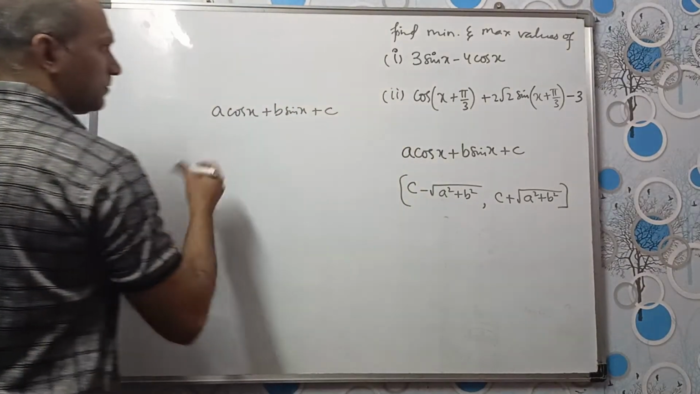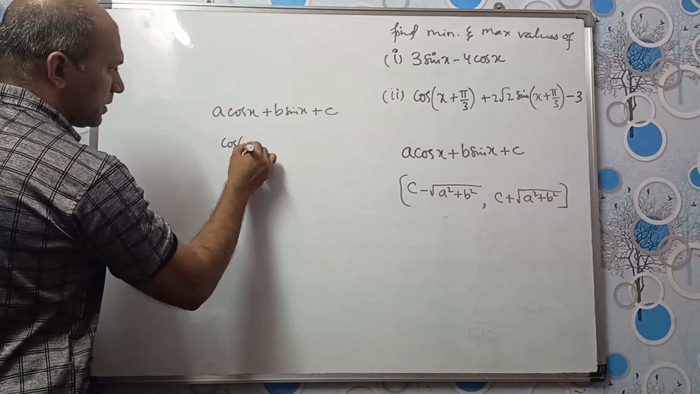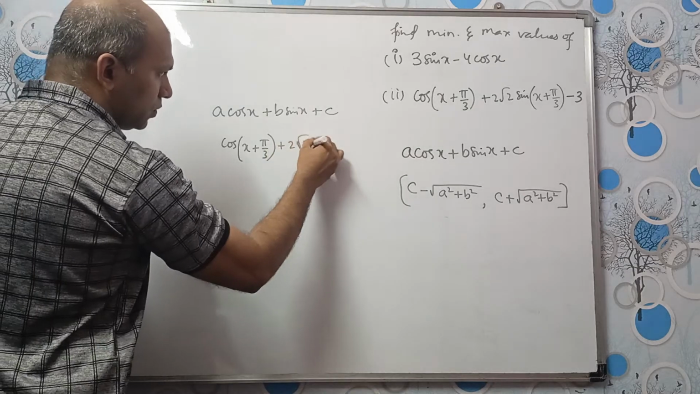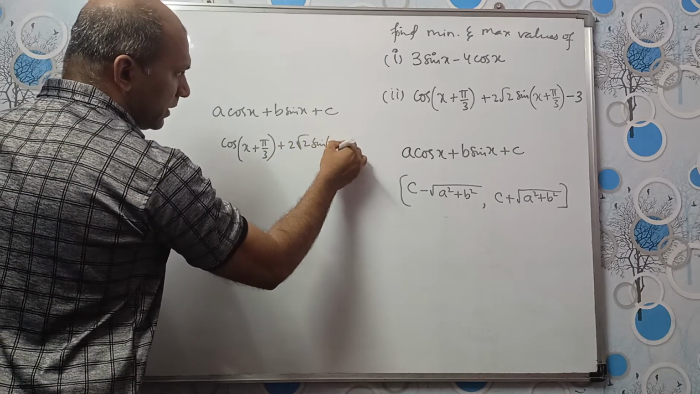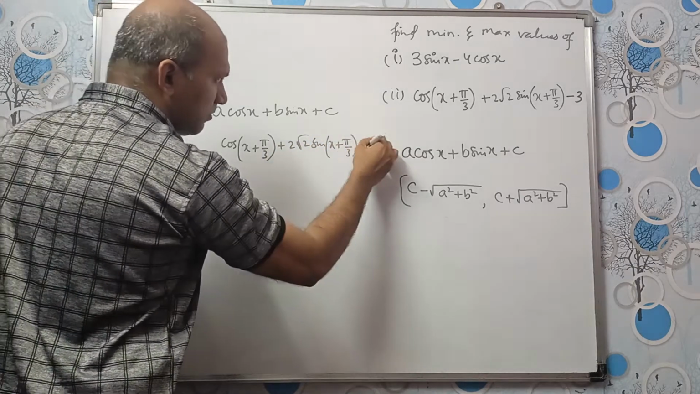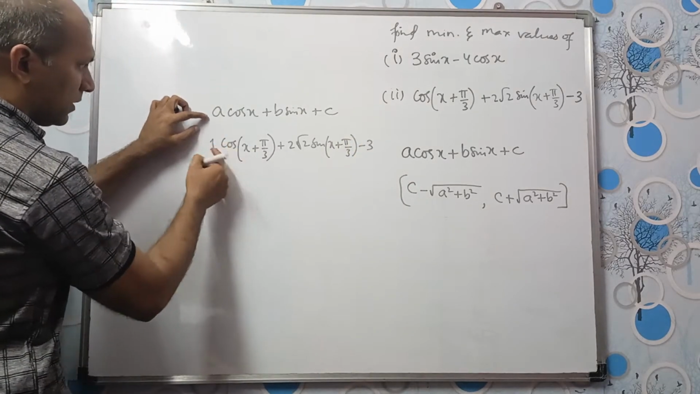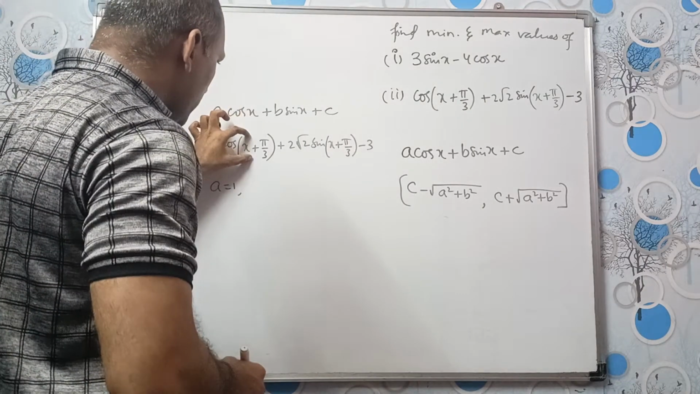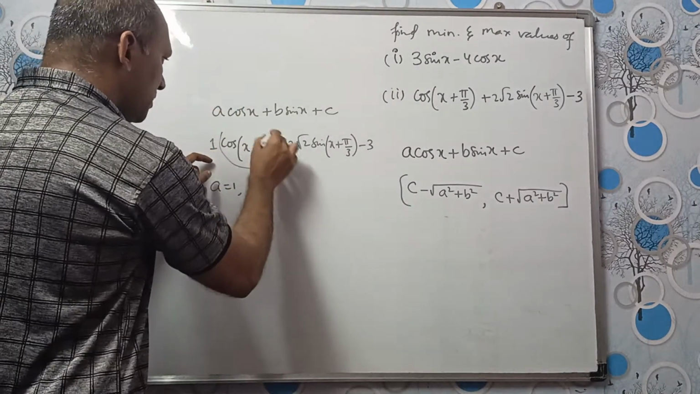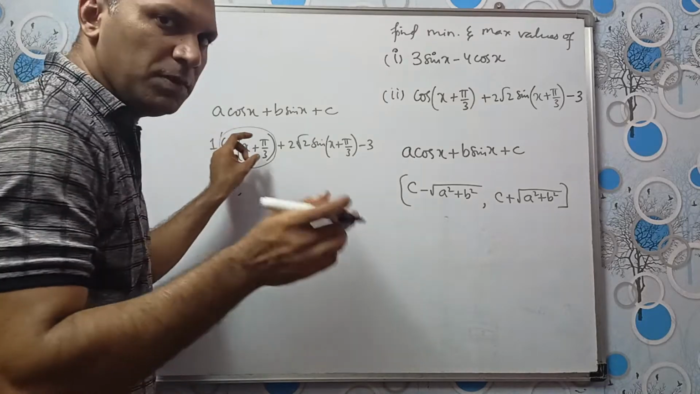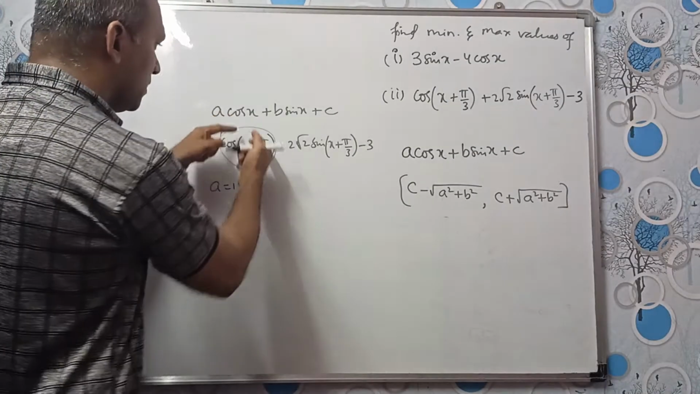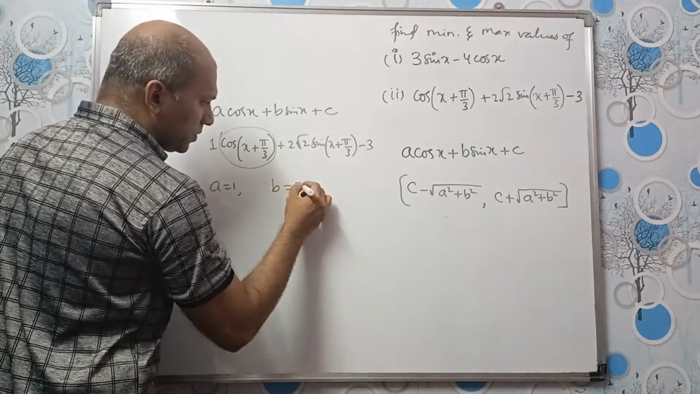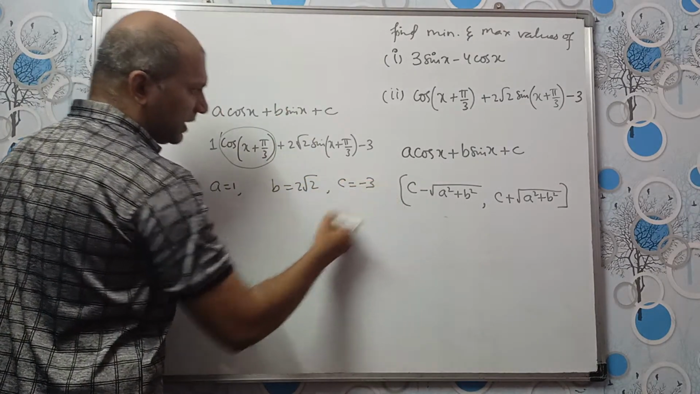Second bit. We have cos(x + π/3) + 2√2 sin(x + π/3) − 3. Here a is 1. If you have x or x + π/3, this whole value will have maximum and minimum value of minus 1 and plus 1 only, right? So it doesn't matter what you have inside the bracket here. So what is the b value? b value is 2√2 and c value is minus 3.